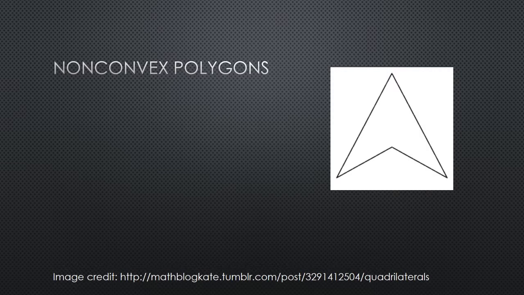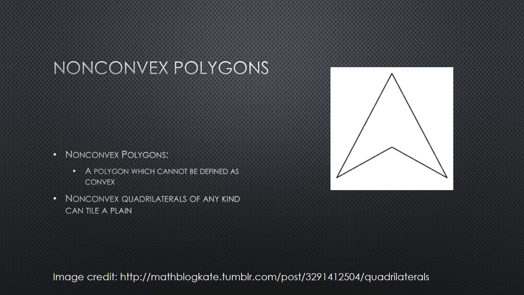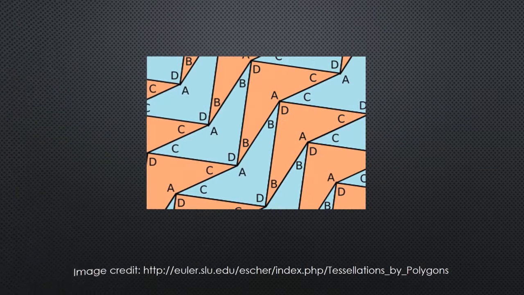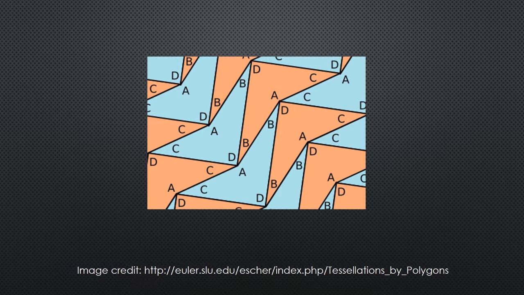What about this quadrilateral? It does not quite fit the requirements to be considered a convex shape. This means that this shape is considered a non-convex polygon. Can a non-convex polygon still tile a plane? For the sake of this video, we'll keep things simple. Any quadrilateral, no matter if it is convex or non-convex, can tile a plane. This can be seen when we try and tile this similar quadrilateral.